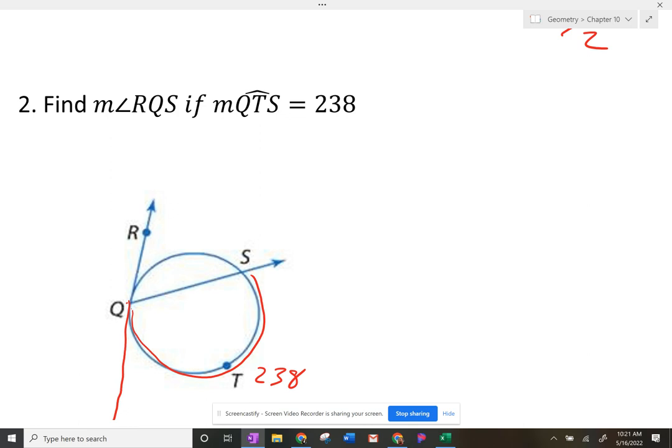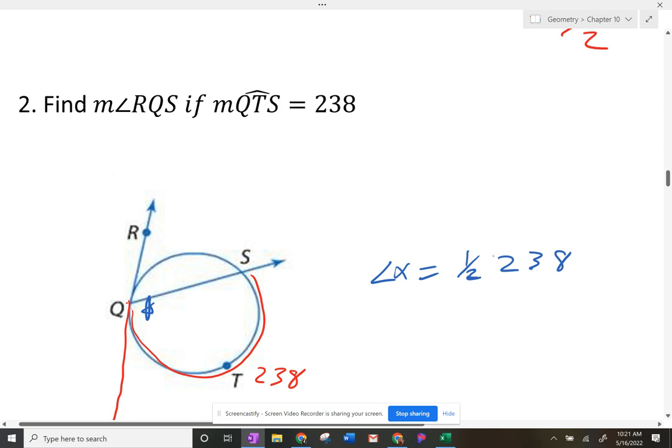Got it. Okay, so I've got this outside angle. Because they're trying to figure it out over here, I'm going to do this side right here. So I've got my inside angle I don't know. I'm going to call it angle X equals 1/2 times 238. That's supposed to be a 2. So 238 times 1/2, I get 119. So angle X equals 119. So right here, it's 119 degrees. Because that's in a straight line, I'm just going to subtract that from 180. So angle RQS is going to be 61 degrees.